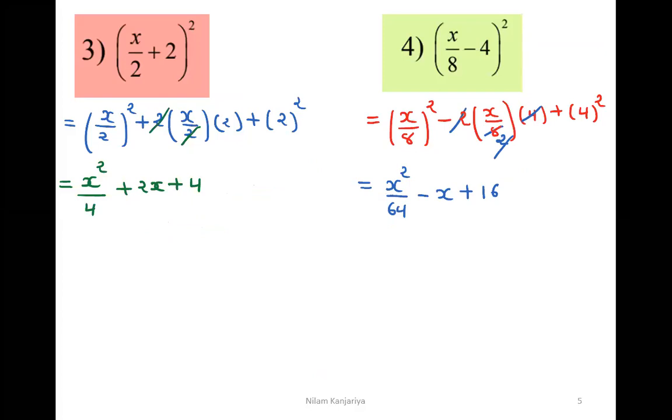Tell me, any doubt, any confusion? No, ma'am. Okay. Yes, tell me. Madam, can you repeat 3 and 4? Can you repeat number 3 and number 4? Okay, question number 3 and 4.